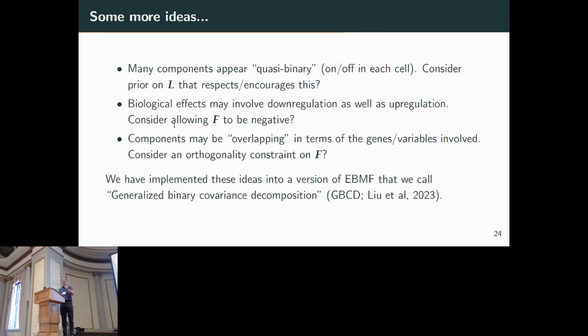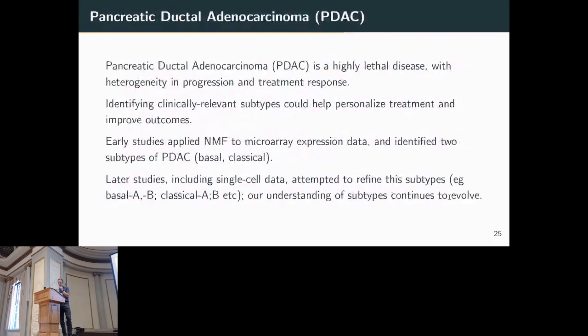So we've implemented these three ideas into a version of empirical Bayes matrix factorization that, for reasons that will remain unclear to you for now, we call generalized binary covariance decomposition, and that's tentatively accepted in Nature Genetics. It's on the bioRxiv, so you can take a look if you want to see more details. I'm just going to show you an example of applying this method to some data.